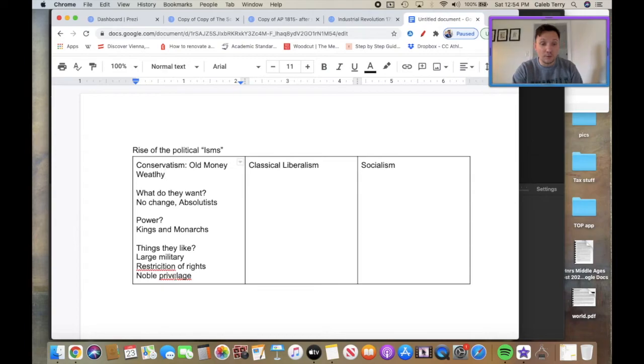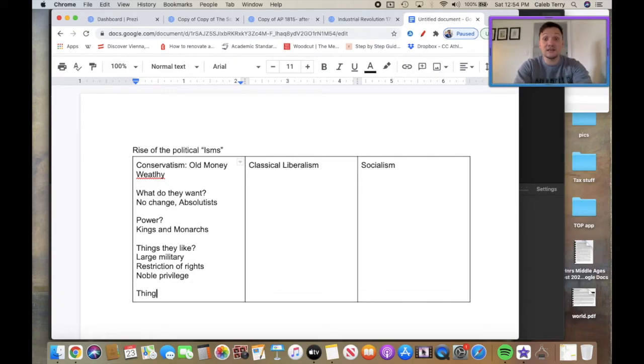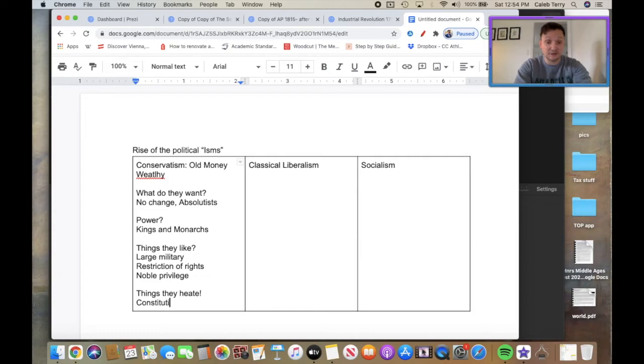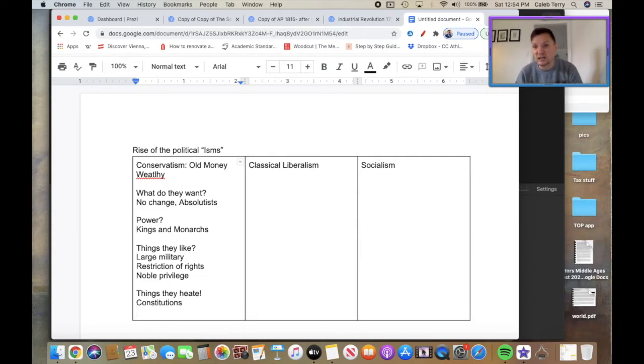So they want noble privilege, they want the restriction of rights, they want large militaries, these are things they like, okay? Now let's look at things they hate, okay? So things they hate are constitutions, all right? So they hate constitutions because what do constitutions do to kings? They limit their power, right? So they don't like that. They want absolutists and kings and monarchs that have complete unilateral control over a very, very large military. They love people like Louis XIV. They love people like that. They're big, big fans.